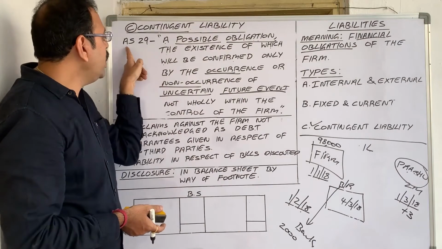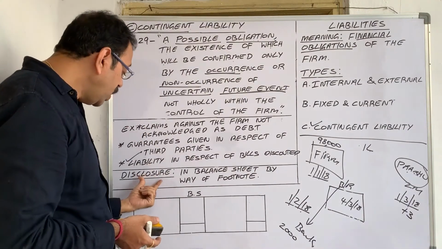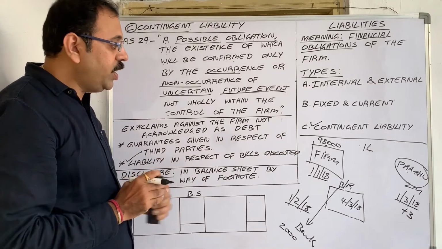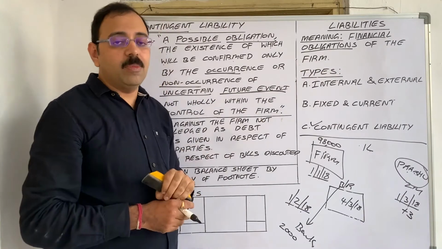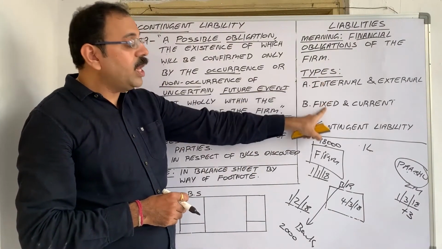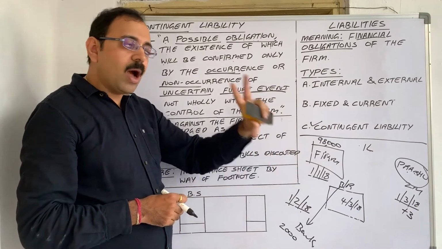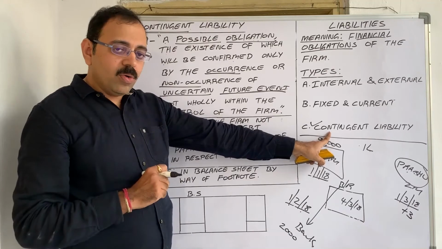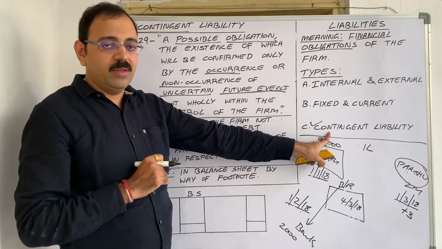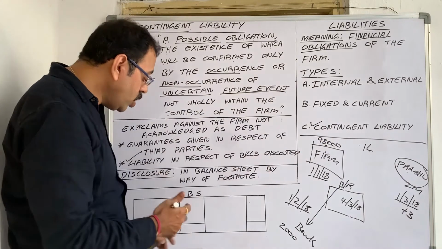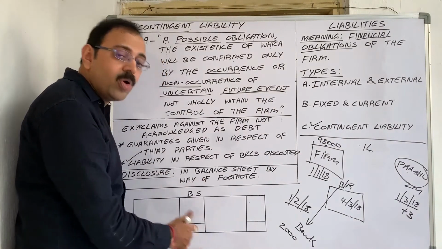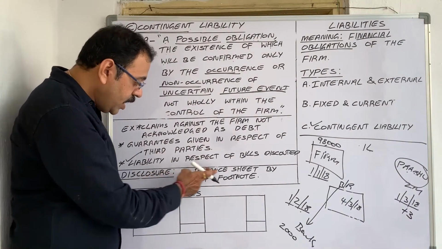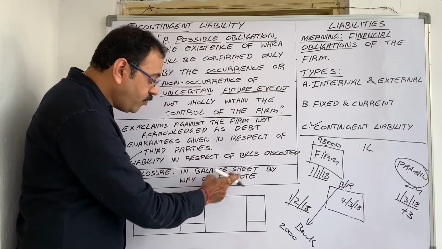And according to Accounting Standard 29, how to disclose contingent liability in the books? There is a difference between other liabilities and contingent liability. These are confirmed liabilities. We know that compulsorily on a particular date we have to pay that. But here there is a doubt. We may have to pay or we need not pay. When there is a doubt, you cannot show that amount in the balance sheet amount column. So as a footnote you have to mention. See here in the balance sheet by way of footnote.